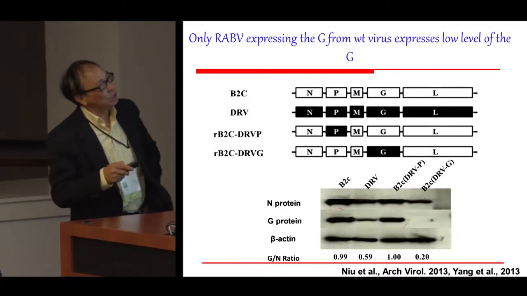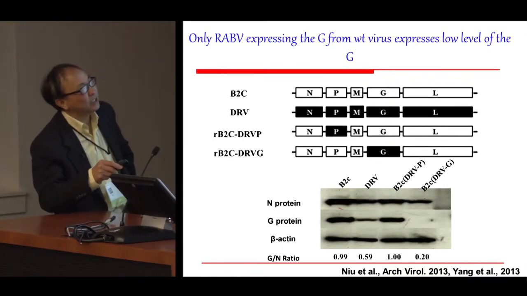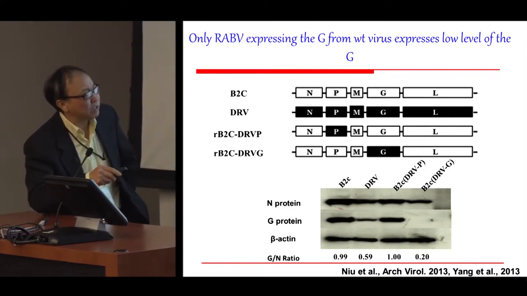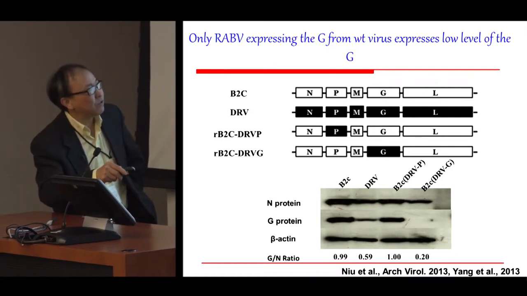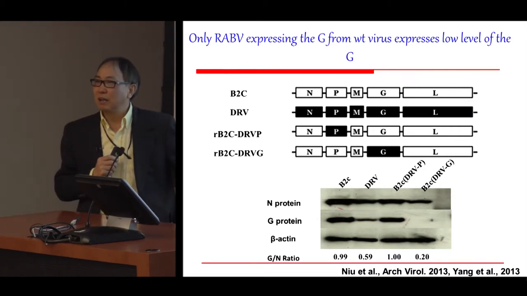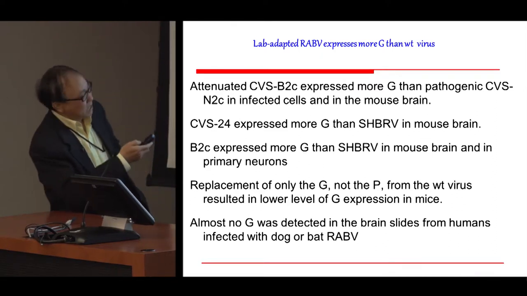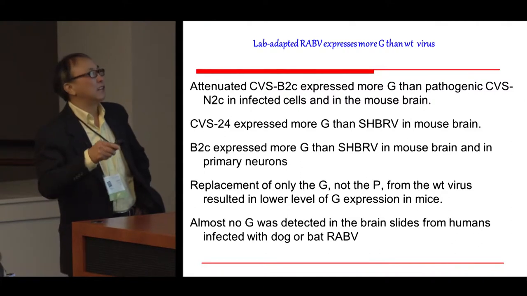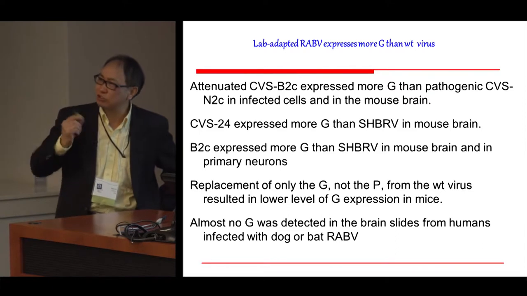To further confirm this question, we made another mutant. We already talked about the G protein. We only changed the G, and then also we changed the P. We found that only if you change the P protein, you will change the level of G expression, as shown here. If you change the G protein, as shown here, it does not really change. So what I have talked about so far is that attenuated viruses express more G than the pathogenic ones. This is almost invariably true for all the viruses we tested so far.